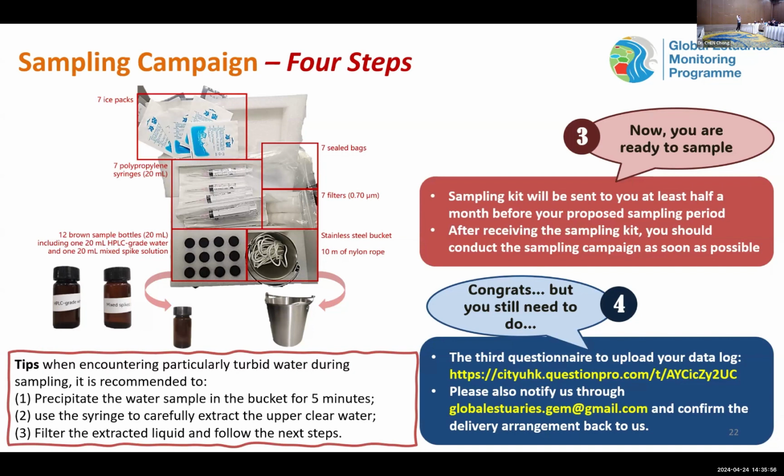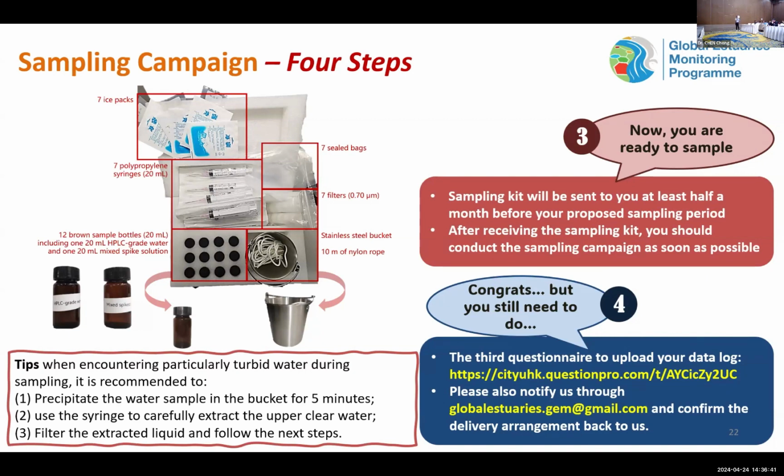Why do we control the time to only half a month before we send you the sampling kit? Because we have a quality control solution in our sampling kit. You can see here it contains HPLC grade water and also a mixed solution. In this mixed solution, the concentration of all our target pharmaceuticals is 100 nanograms per liter. This solution cannot be stored very long because after a long time it may degrade. So that's why we send you the kit 2 weeks before your proposed sampling time.